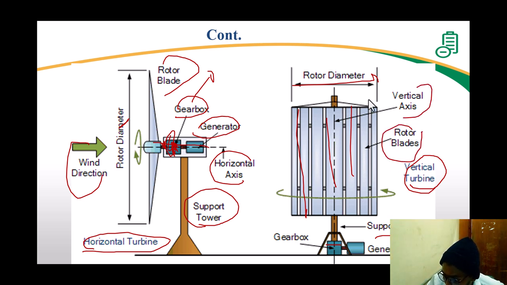So when the blade rotates, we have the gearbox attached with the shaft. When the shaft rotates, there is a gearbox attached to the generator, so the gearbox will rotate and it will initiate the power in this generator. So we can use it through transmission lines or through other things.